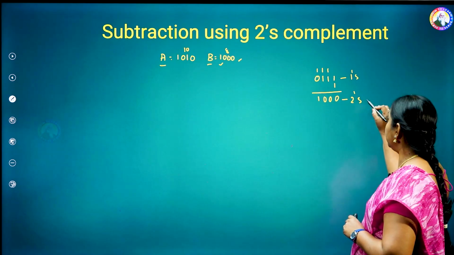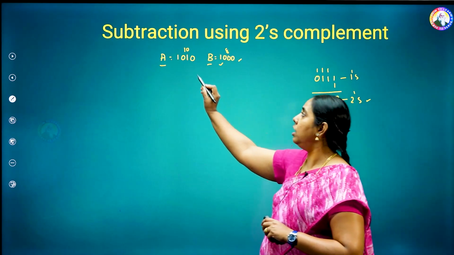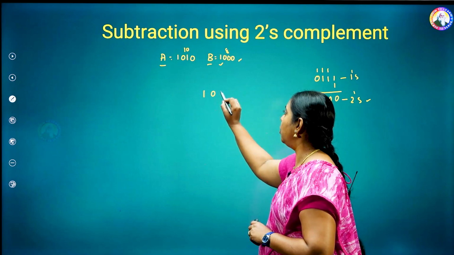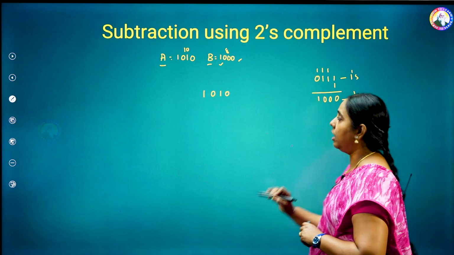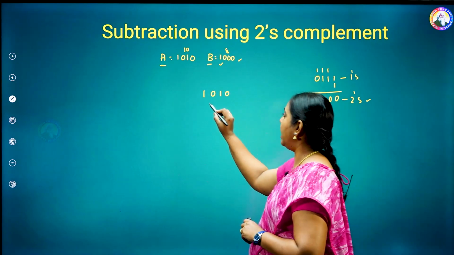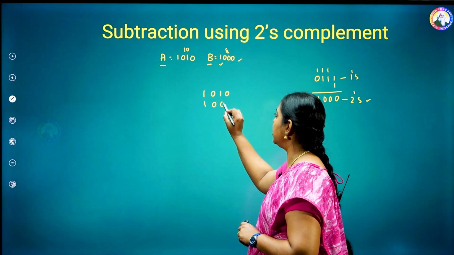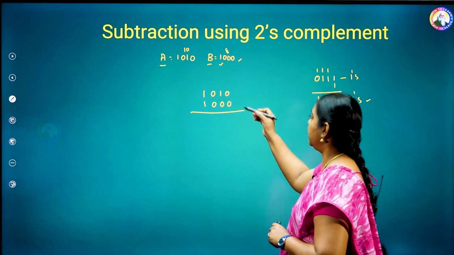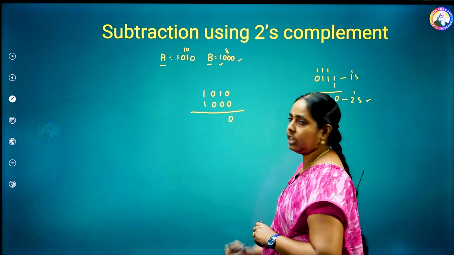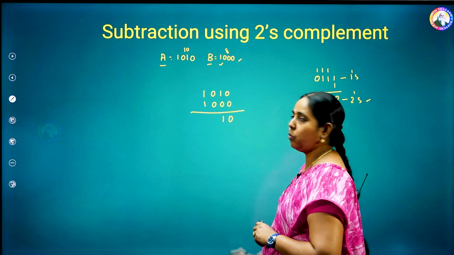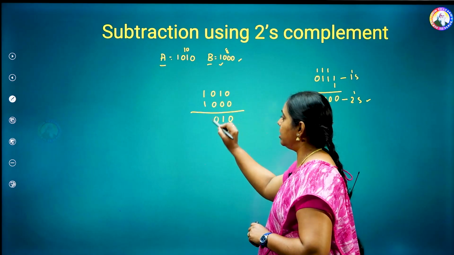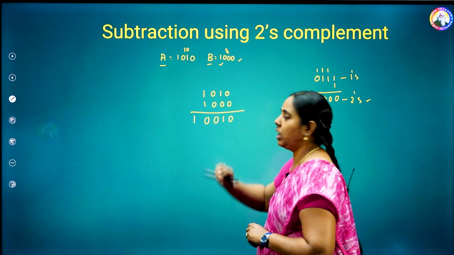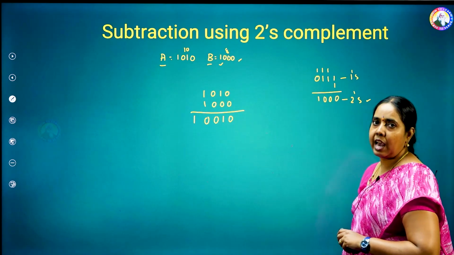I need to add this 2's complement to the minuend. What is A now? 1, 0, 1, 0, and I add the 2's complement here, 1, 0, 0, 0. Now observe: 0 plus 0 is 0, 1 plus 0 is 1, 0 plus 0 is 0, and 1 plus 1 gives sum 0 and carry 1.